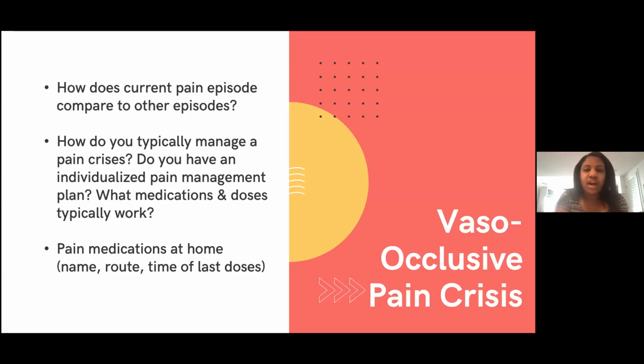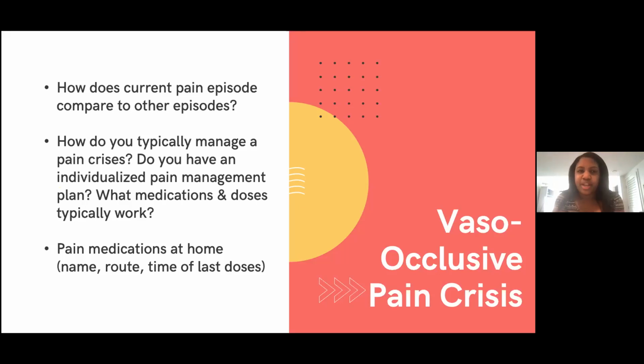And then oftentimes these patients have experience with pain crises in the past. So getting a sense of, is this your typical pain crisis, or is this different in any way? And if so, how is it different? Because it's important to keep an eye out for anything that's new or different that could indicate an underlying more severe complication. And then, as you already mentioned, how do you typically manage a pain crisis?